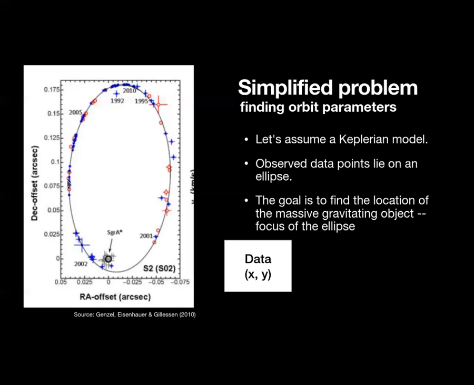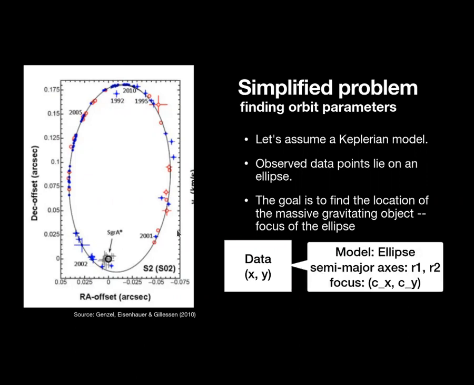If you can see here, the blue dots and the red dots probably denote observations using different satellites or observatories. And what we would be interested in is to construct a model which would essentially be the orbit of the motion of the star around this compact object. So if you want to construct the model of an ellipse, you need the location of either of the foci, and the length of the semi-major and the semi-minor axis.